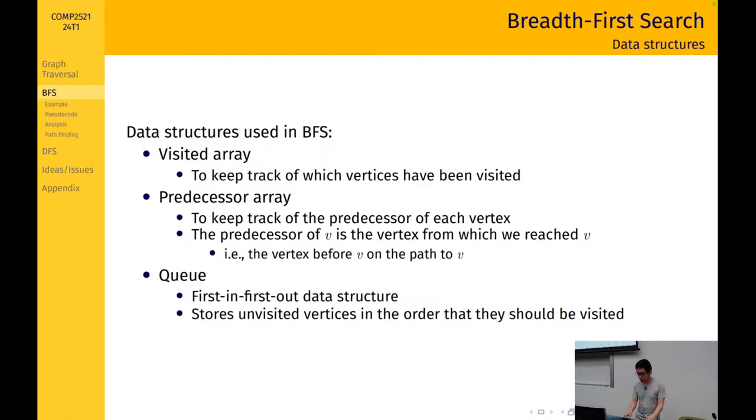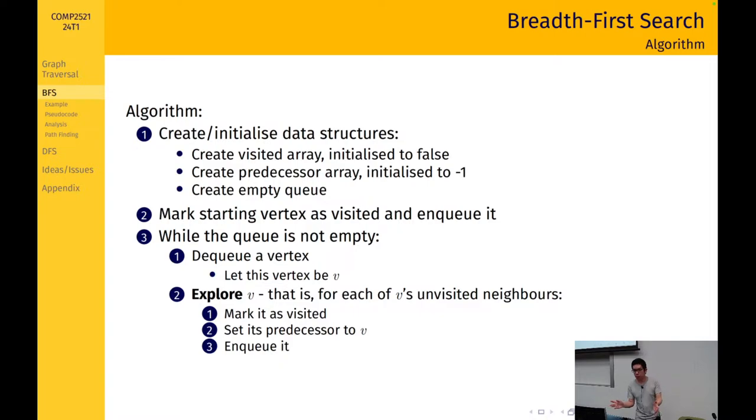Okay, so to explain that, here's the algorithm. With our algorithm, first we need to create and initialize our data structures. So at the start, we're going to have a visited array where everything is false.